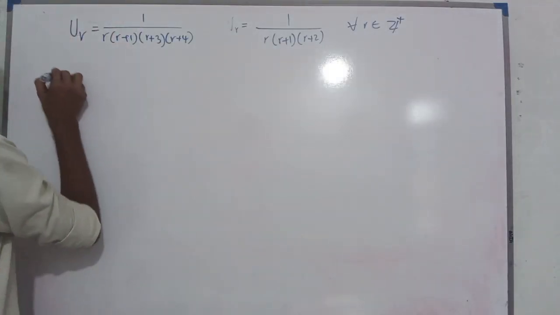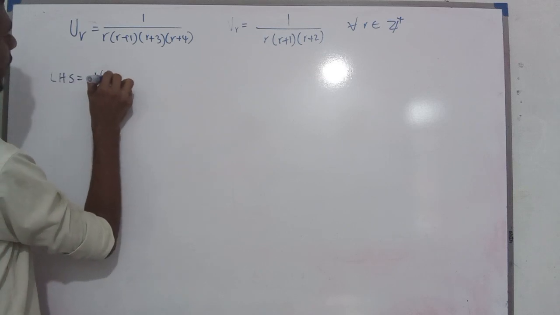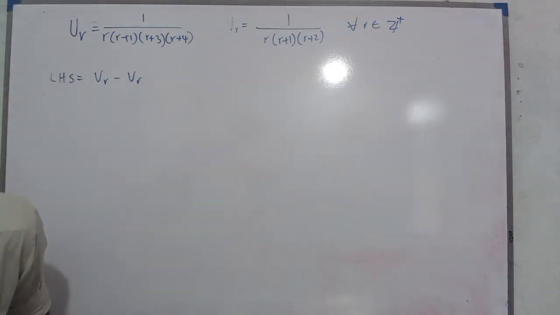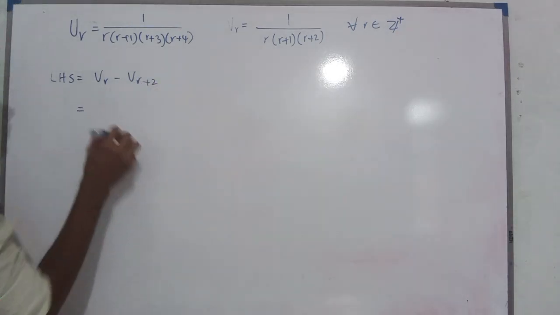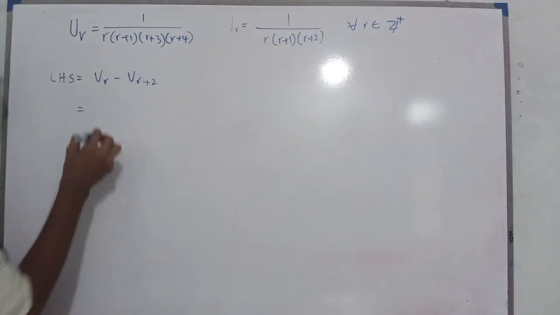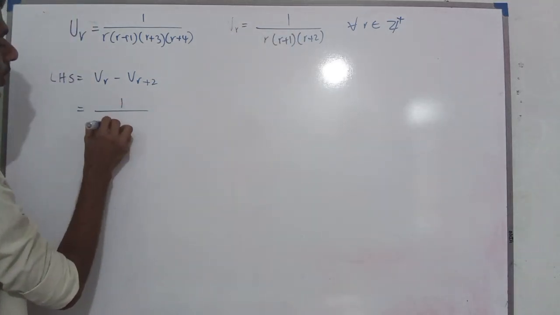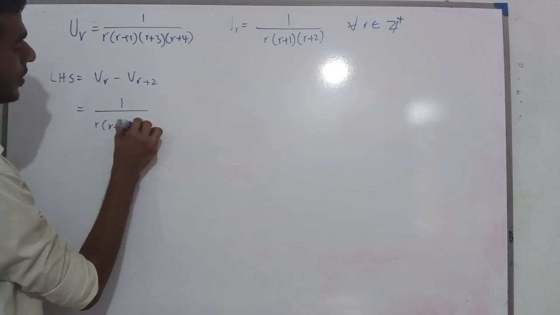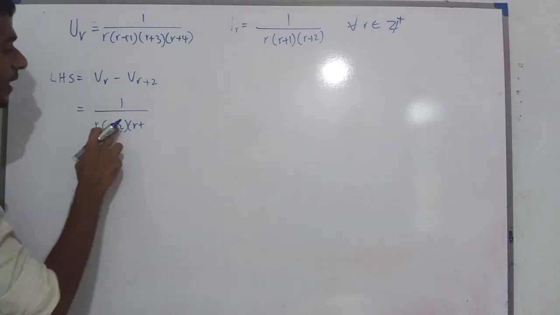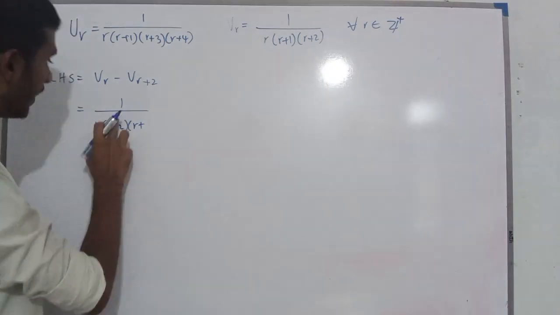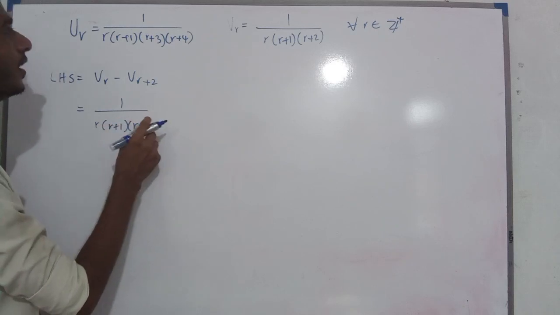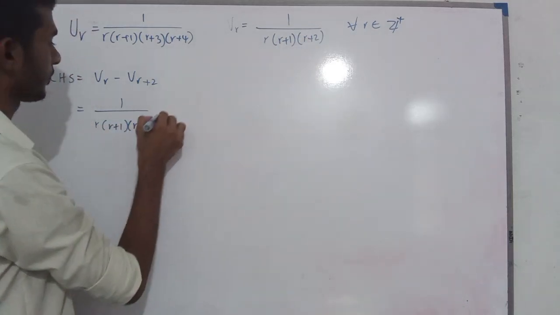So we will take LHS, VR minus VR plus 2. Now VR is this. So it is given 1 divided by R into R plus 1, then R plus 2. I'm sorry, the same mistake I made there, right? I wrote R plus 2 and R plus 3, then I couldn't get the answer. Again I'm making it, I don't know why.